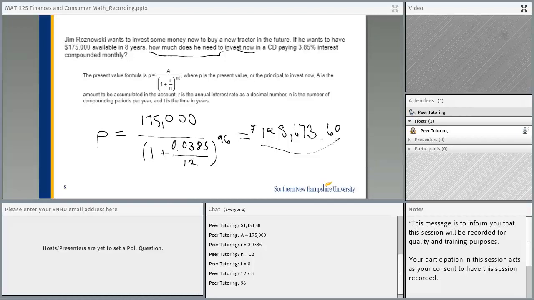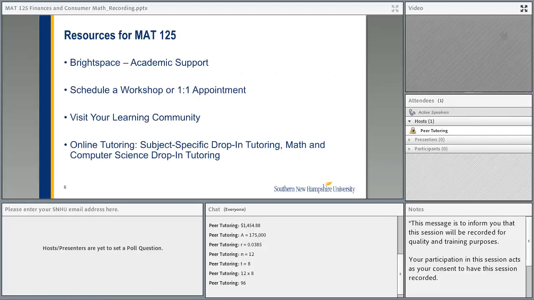These are definitely, again, just trying to figure out which formula to use and also how to enter this into the calculator. And we'll talk about this in the next module as well as we go into financial planning. Great.